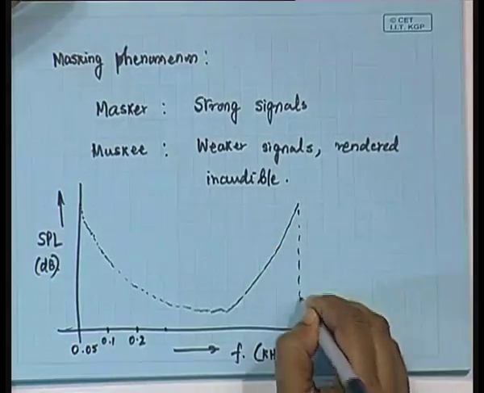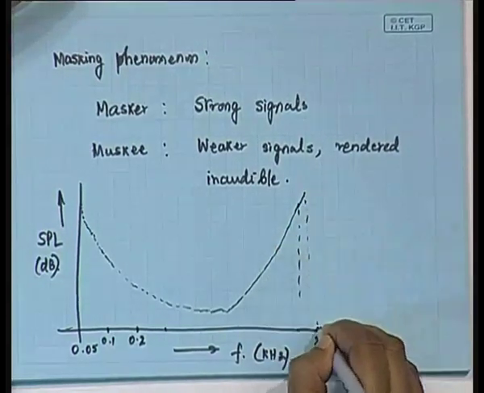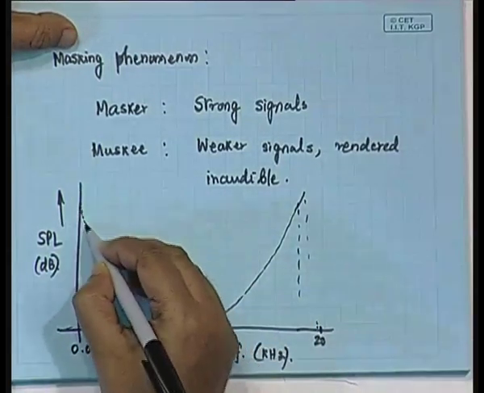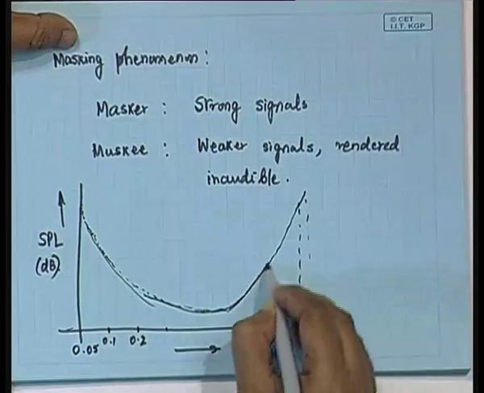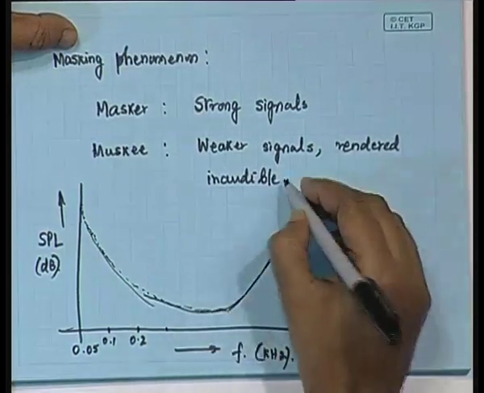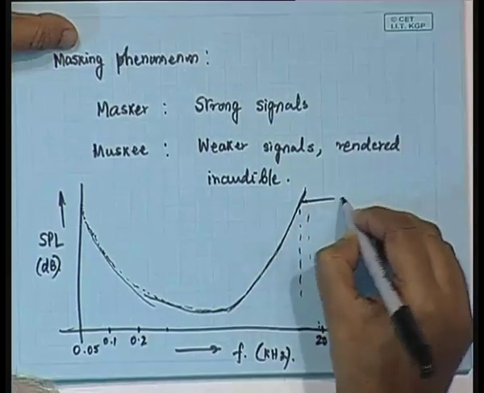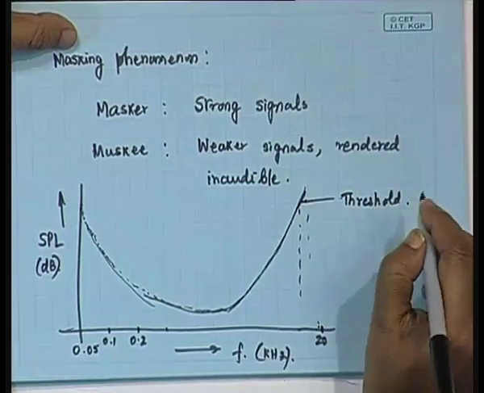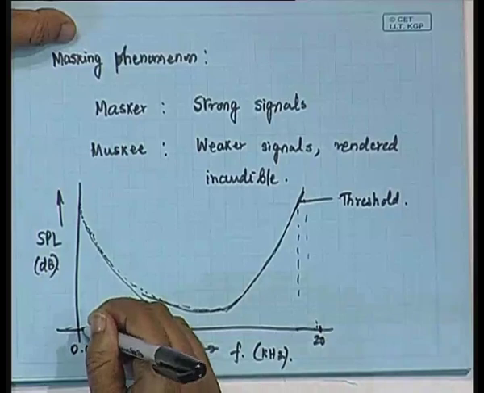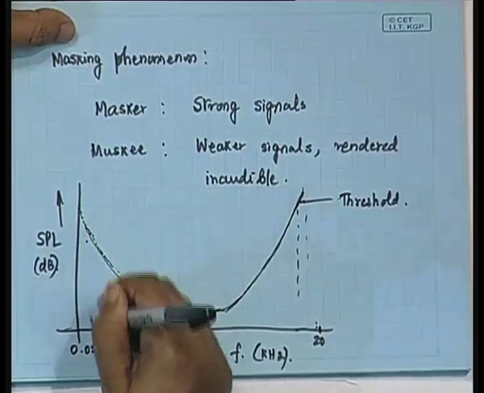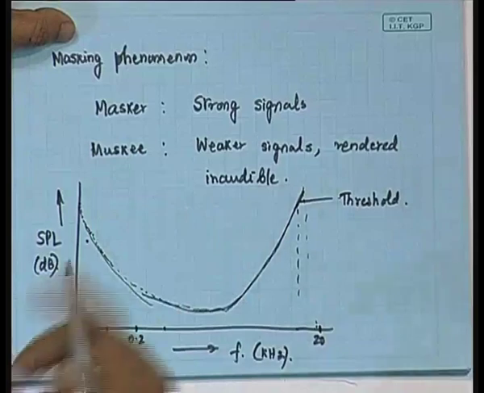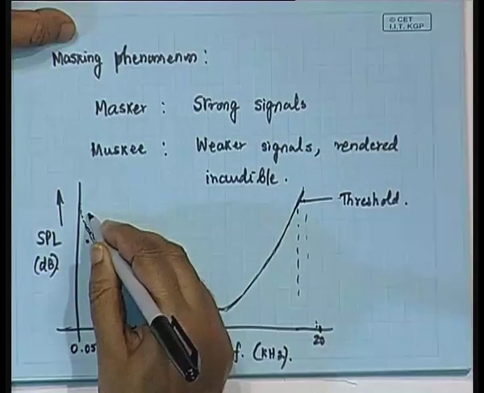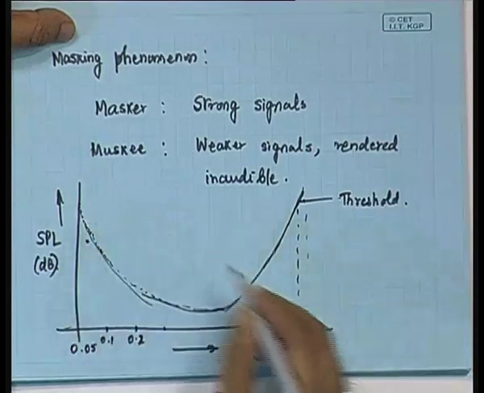So this is, say, 20 kilohertz of sound, and here it is 50 hertz. So you will see that this is a kind of threshold characteristic. What I mean to say is that if you have a sound source with this much sound pressure level at, let us say, 70 hertz or 80 hertz, it will be inaudible. It has to come above this curve.